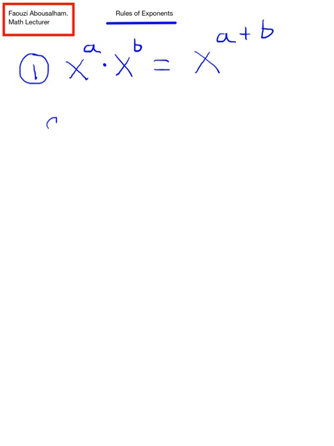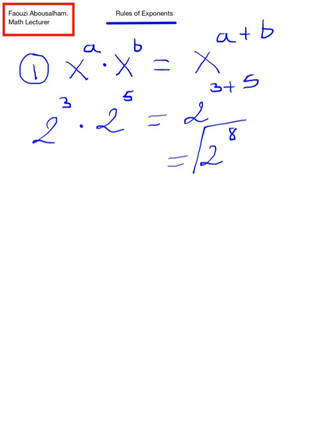For example, if you have 2 to the third power times 2 to the fifth power. Right? Now this is 2 to the 3 plus 5, which is 2 to the 8th power. Okay? This is about the product.